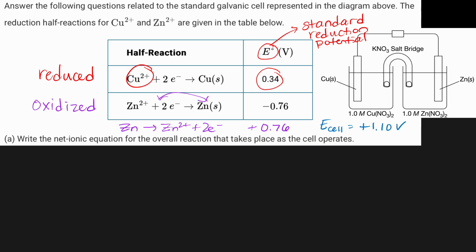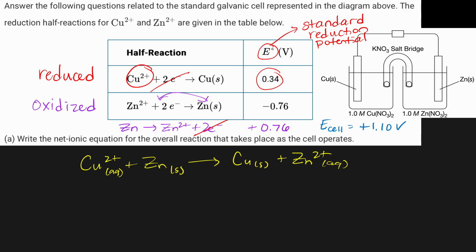All right, so now that we know our two half reactions for our reduction and our oxidation, we can get the overall net ionic equation by canceling out our electrons. So we can see our two electrons will cancel out with these two electrons, and now we can get our overall equation, which is Cu2 plus aqueous plus Zn solid, and that's going to form Cu solid and Zn2 plus aqueous. And that would be your answer for this question.